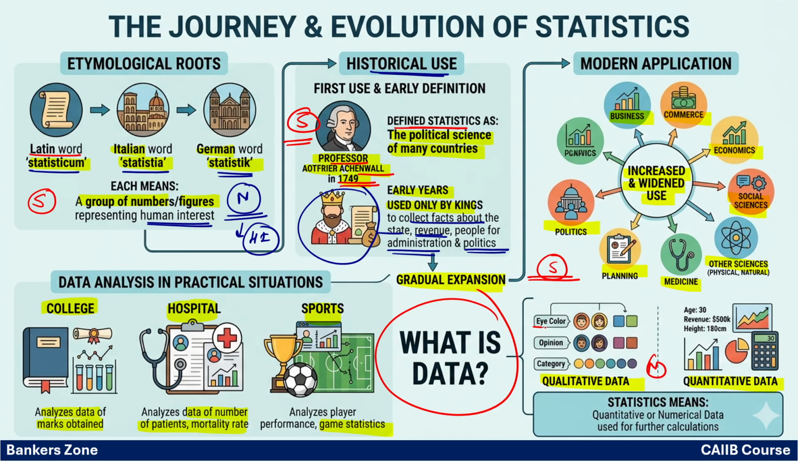For example, the color of your eyes, your opinion, your category, which you should explain, right? So data which cannot be expressed in numbers is generally qualitative data. Quantitative means which can be expressed in numbers, like age, revenue, height, etc. So what do you mean by statistics? Statistics means quantitative or numerical data used for further calculation, right?